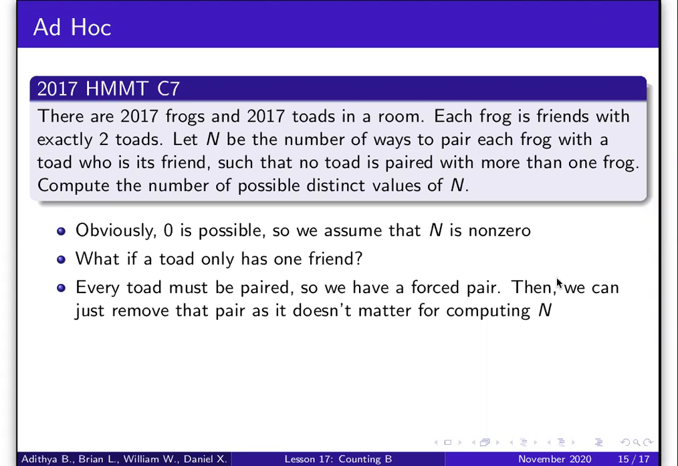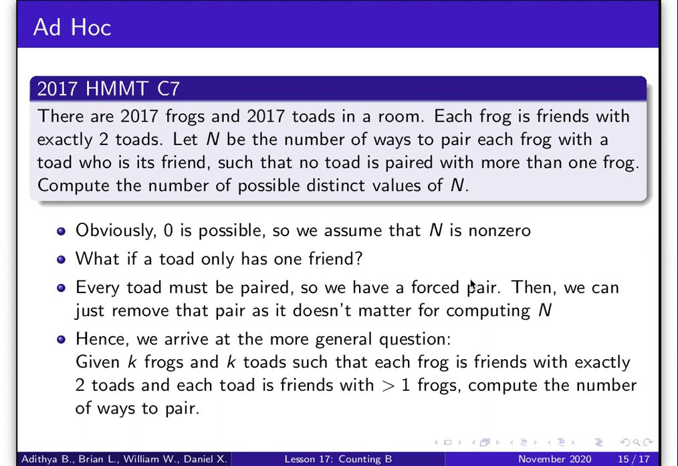And since this is forced, it doesn't really change the value of n. So we can just go ahead and remove this pair entirely. So we continue in this manner, we keep removing pairs of toads and frogs, as long as there exists a toad which is only friends with one frog. And once we're done, the number of frogs and toads on either side is still the same. But now we're going to have the extra condition that every toad has at least 2 friends.